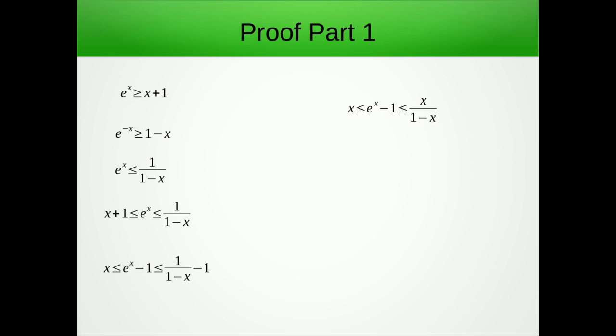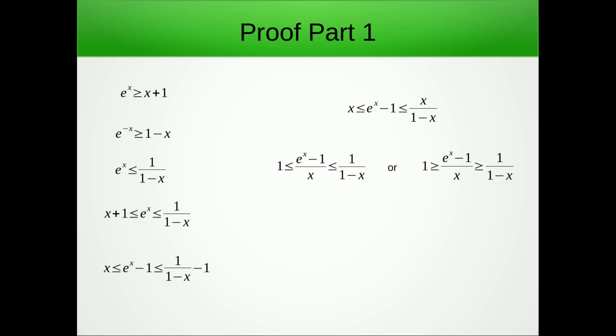Now we want to divide both sides by x. If I divide by x and x is positive, we get this statement here: 1 is less than or equal to e to the x minus 1 over x, which is less than or equal to 1 over 1 minus x. However, if x is negative, we have to change the direction of our inequality signs.